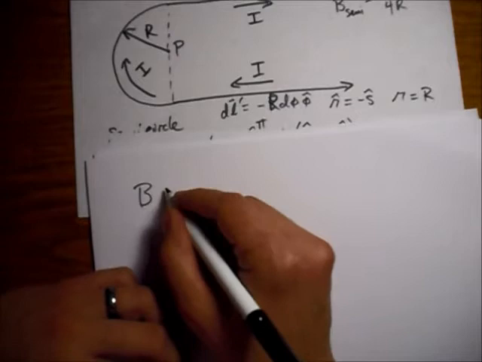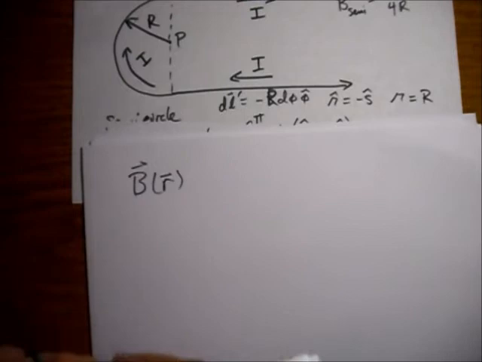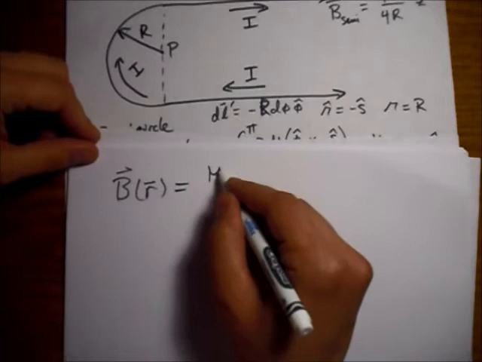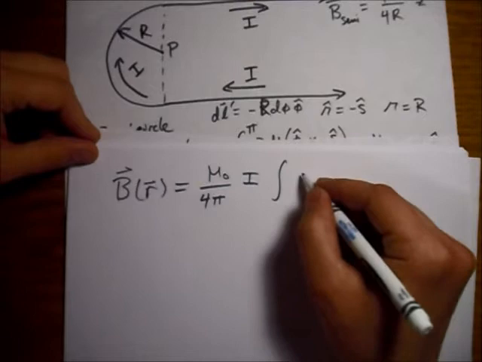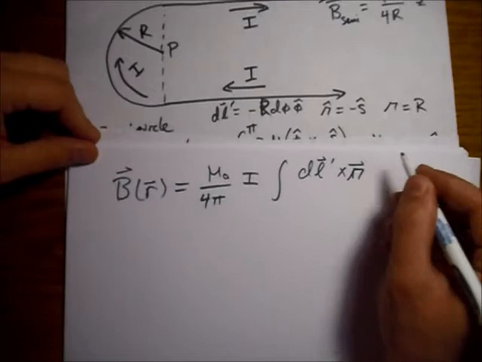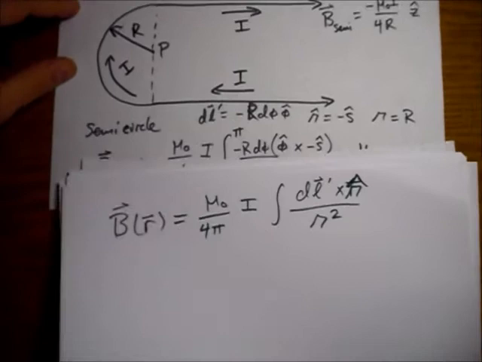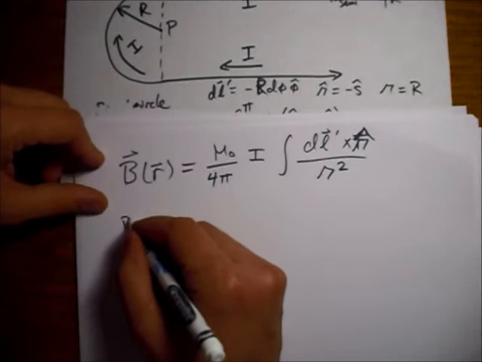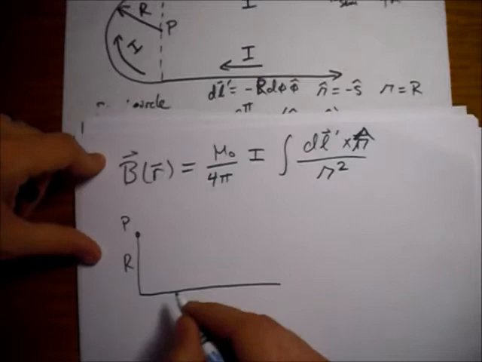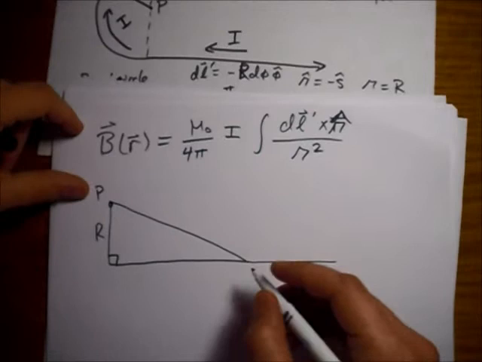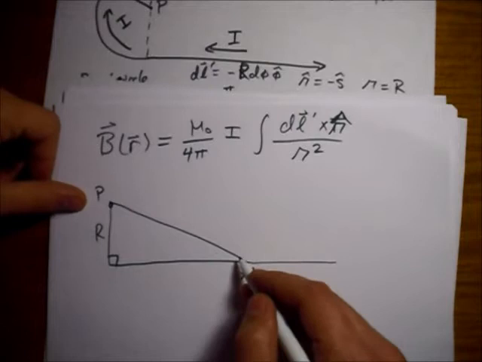So, right, our Biot-Savart law. Switch to a darker marker. It might be a little thinner, though. It might be hard to see. Okay. So what we're looking at here is a point P, some distance R. And here is going to be our little x prime source point, and we'll be integrating from this point all the way out to infinity.